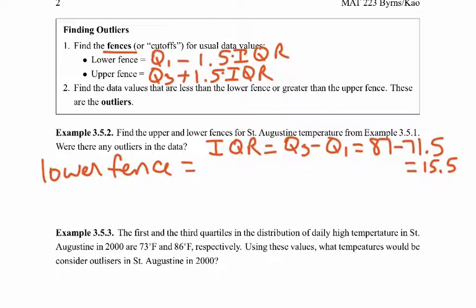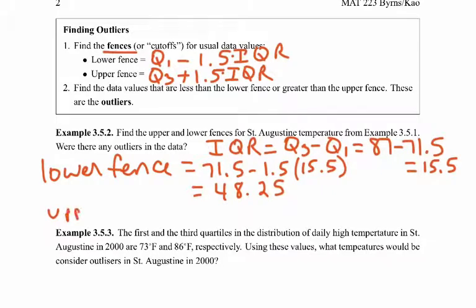So our lower fence is going to be Q1, which is 71.5, minus 1.5 times the IQR of 15.5. So get your calculator out and let's go ahead and figure out that number. Let's see, I'm doing this on my calculator. So I've got 71.5 minus, I believe if I'm doing my math right, I'm getting a lower fence value of 48.25.